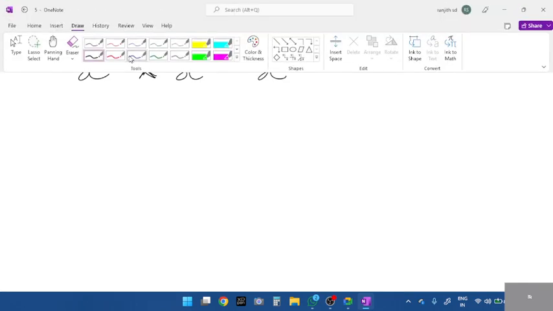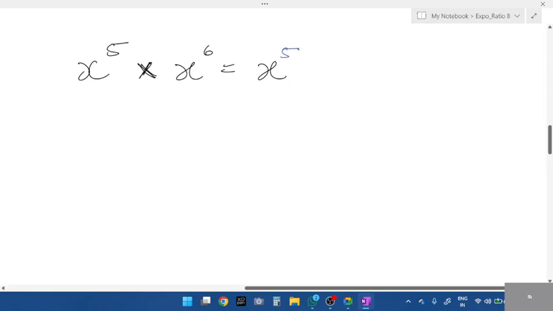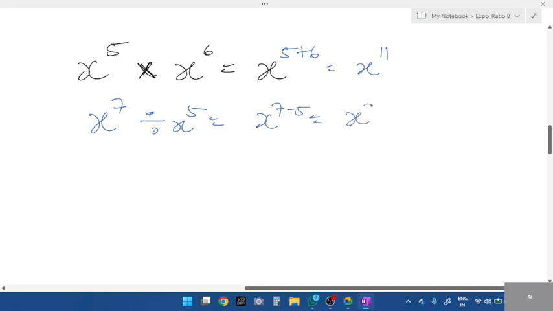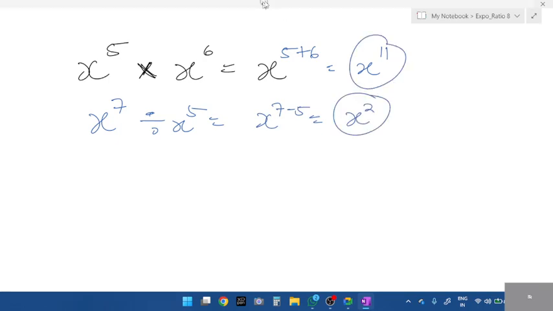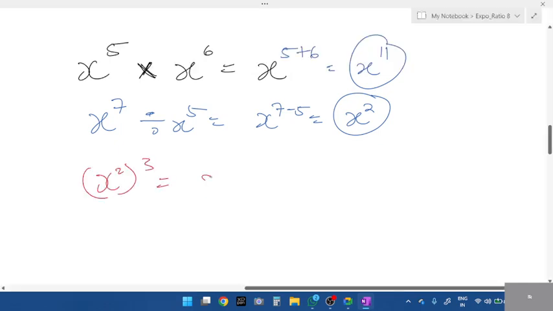What's the answer? X to the power of 5 plus 6. The answer is 11. This is product law. What about this? Which law do we apply? Quotient law. 7 minus 5. What's the answer? X to the power of 2. Next, power law. When there are multiple powers, 2, 3. What's the answer, students?